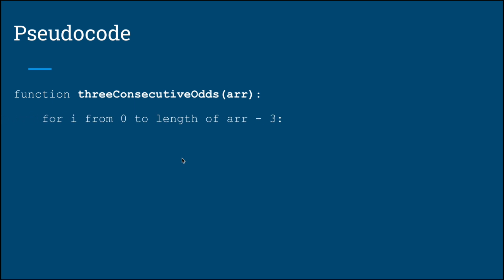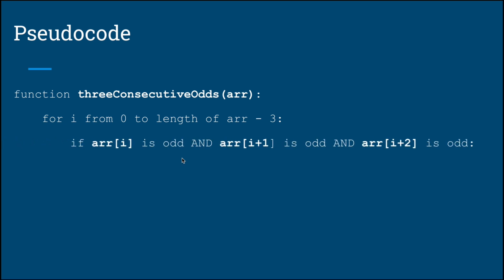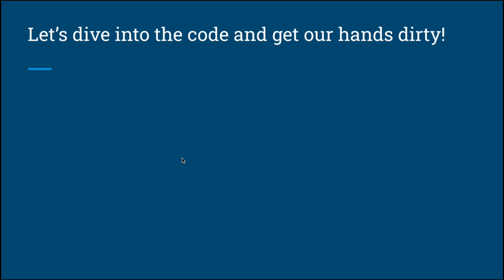It's time to understand the pseudocode. First of all, we'll define the function and iterate from i = 0 to length minus 3. Then if array at i is odd, array at i plus 1 is odd, and array at i plus 2 is odd, meaning the three consecutive elements from i to i plus 2 are odd, then we'll return true, else we will return false. This is the function we are going to implement. So let's dive into the code and get our hands dirty.